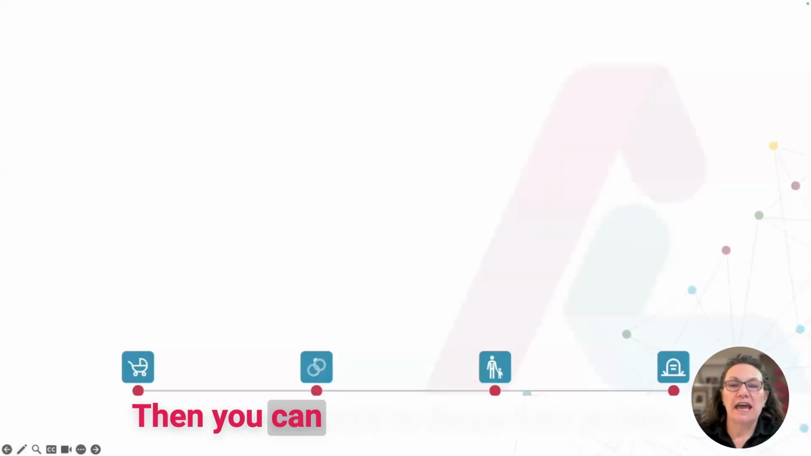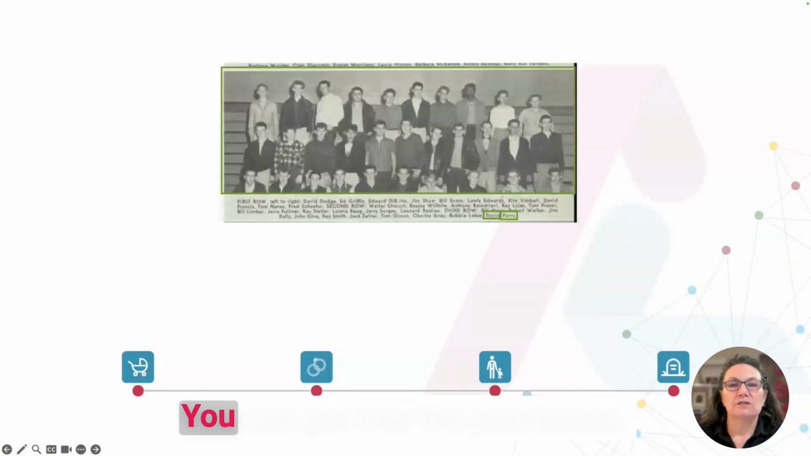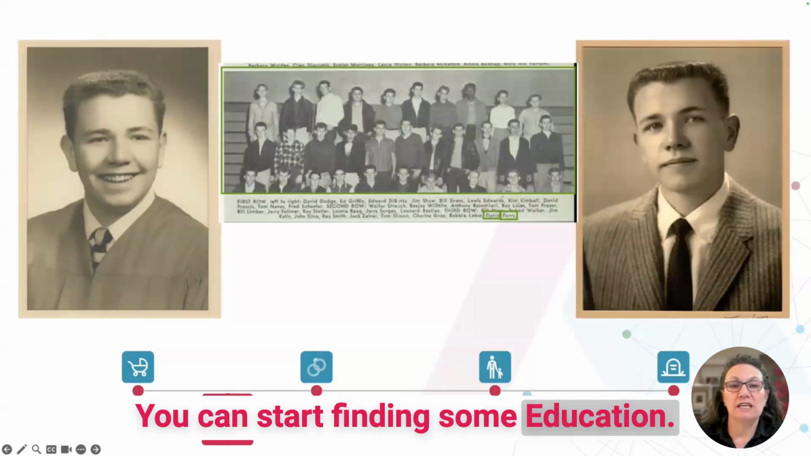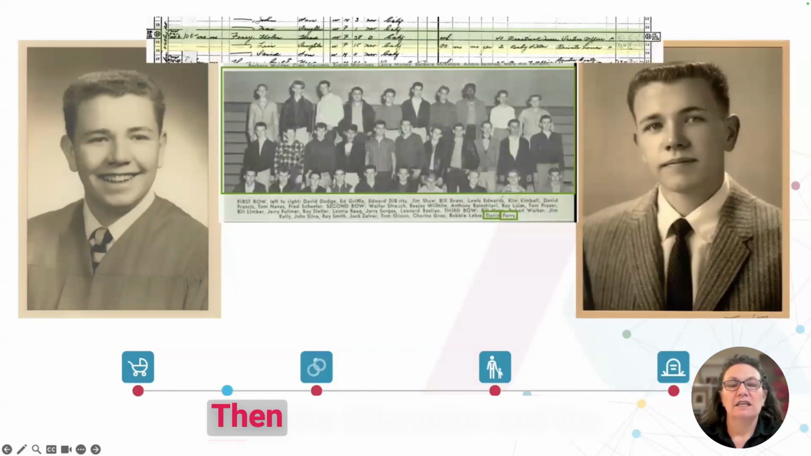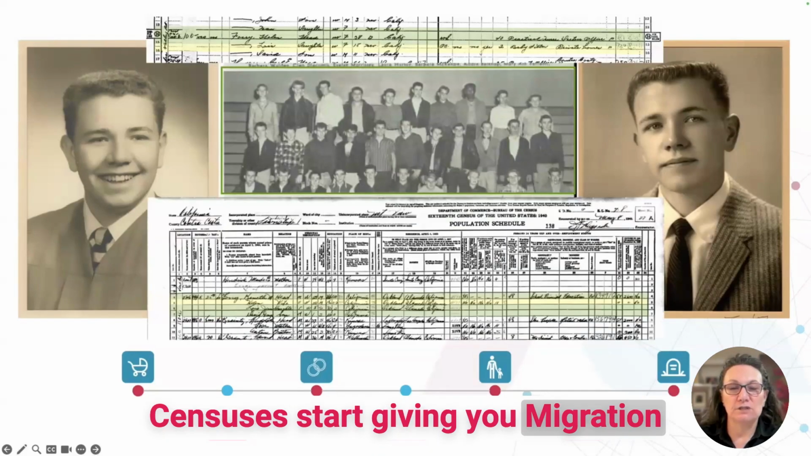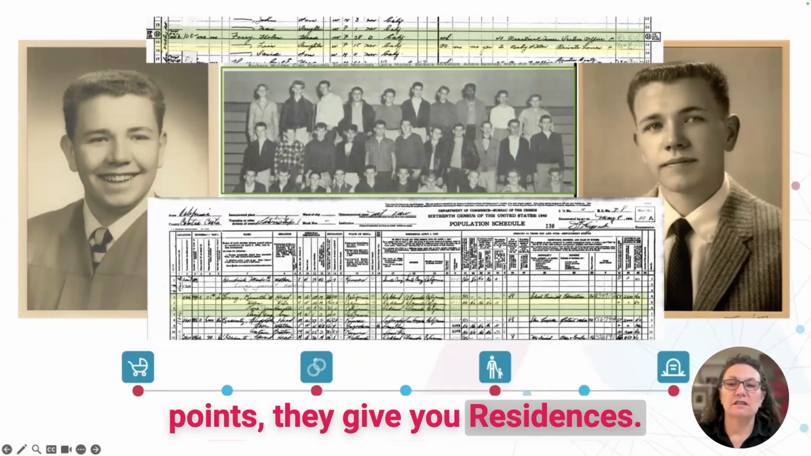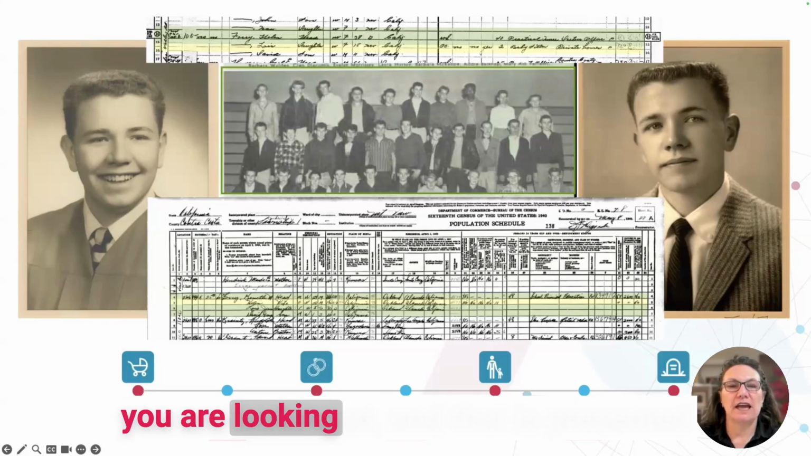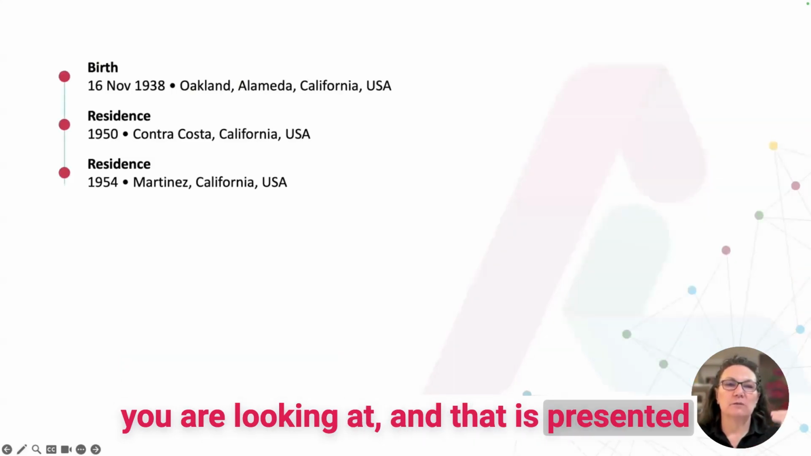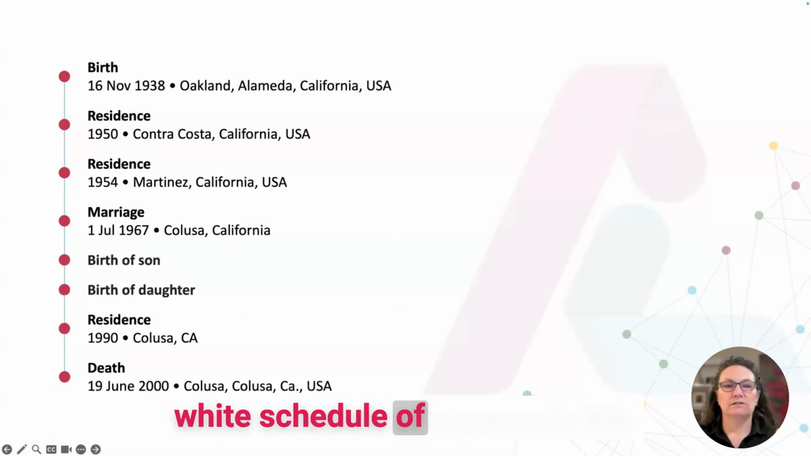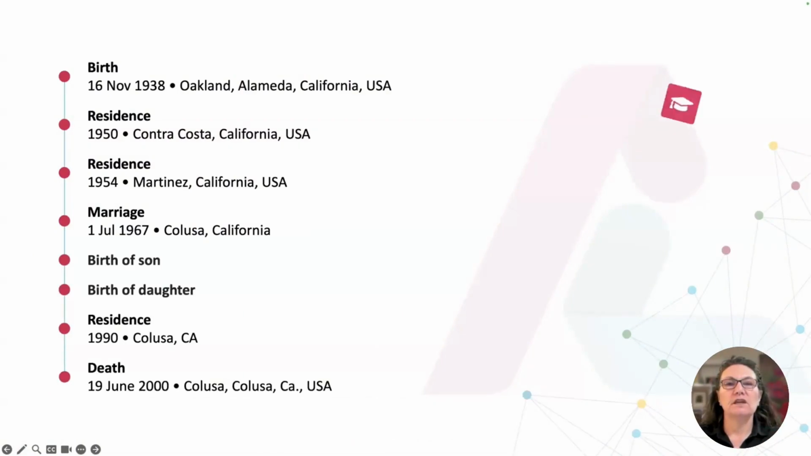Then you can add to those four points. You can get into the yearbooks. You can start finding some education. Then the education and the censuses start giving you migration points. They give you residences. So now you have seven basic points that you're looking at. And that is presented back to you in just a basic black and white schedule of a person's life.